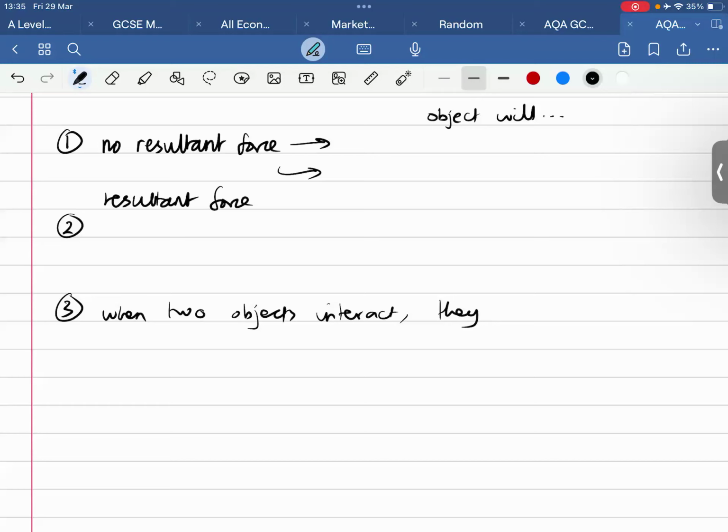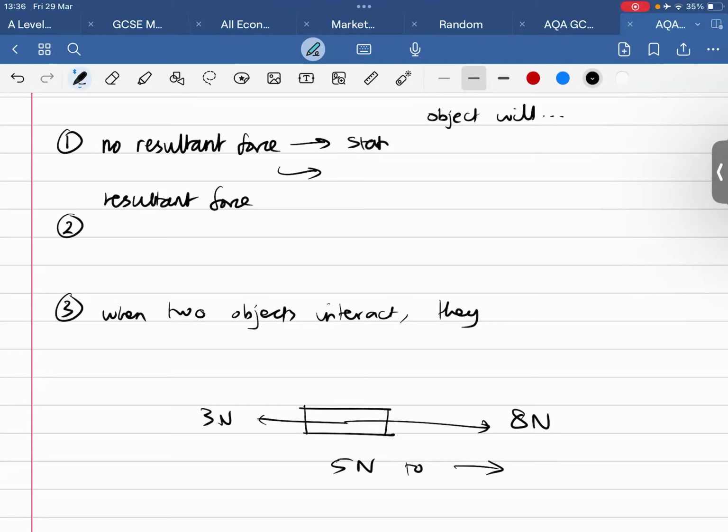So these are Newton's laws. The first law just tells you what happens if there is no resultant force. So first of all, what is resultant force? If I have an object pushing with 8 newtons to the right, but there is a resistance of 3 newtons to the left, the resultant force is 5 newtons to the right. If there was no resultant force, so 8 and 8, so 0, then the object would be stationary, which sounds obvious, but it's important to remember.